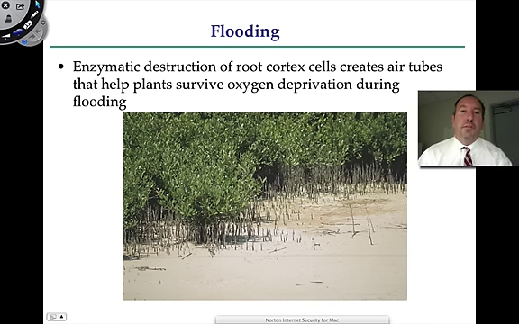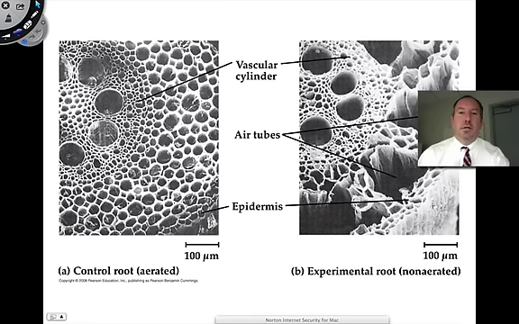And so flooding is kind of the opposite. Plants really don't like this either. If the water's coming in, it'll deprive the root system of oxygen. And so if you look at roots under the microscope, you can ask yourself, well, here's a lot of water. What's this plant doing in order to survive that? Why is it able to survive flooding and another plant not? And so you can look at a controlled root.